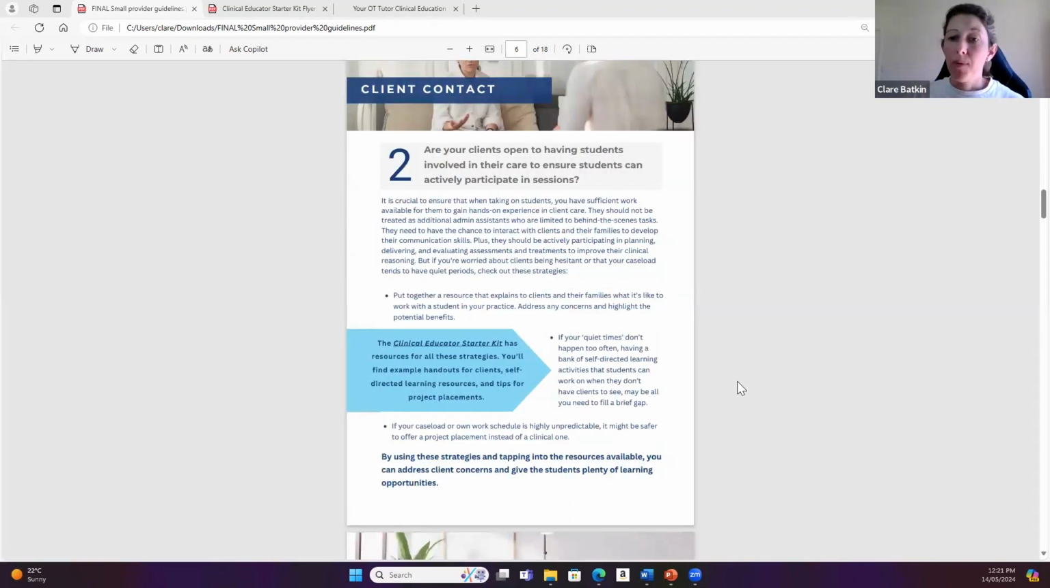Question 2 is all about client contact. Number 2 is, are your clients open to having students involved in their care to ensure students can actively participate in sessions? That is really the key thing.